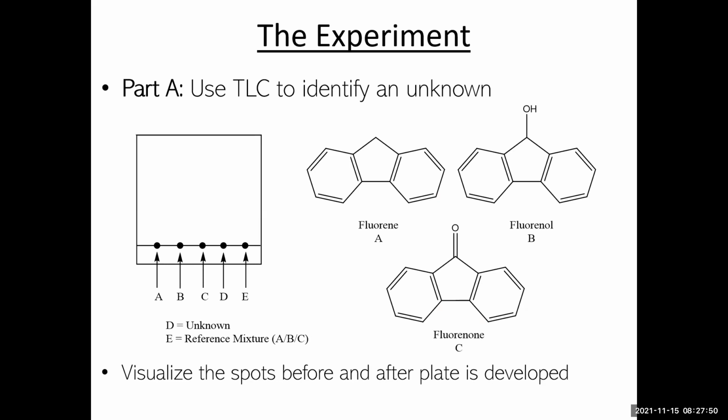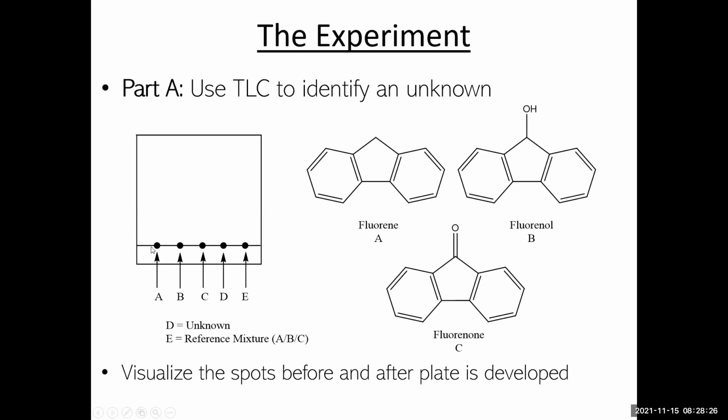So what we're going to do is you're going to get standard samples of fluorene, fluorenol, and fluorenone, all dissolved in an organic solvent. And so you'll come and get a standard sample for each of these 3. And then you'll get an unknown, right, which is one of these 3 compounds. And we'll spot that into a 4th lane. And also we can do a reference mixture, which should be given to you as well, where we've mixed A, B, and C. So we've spotted 5 different solutions onto one plate.